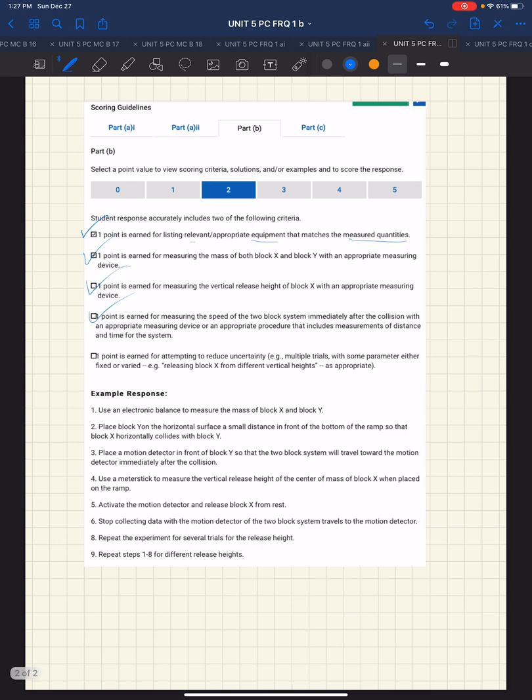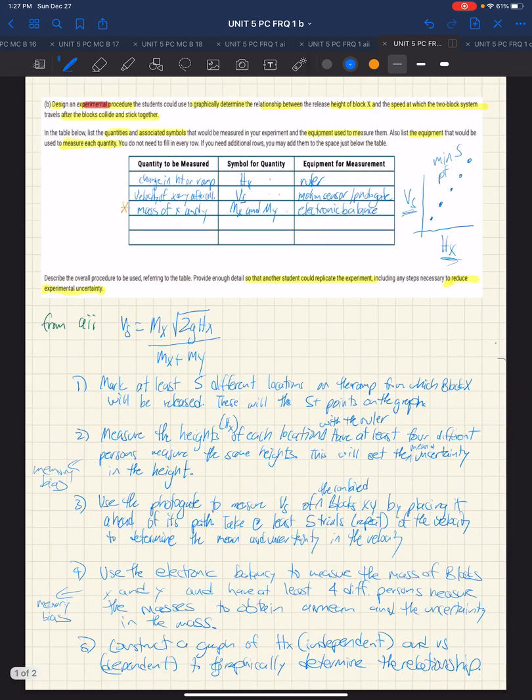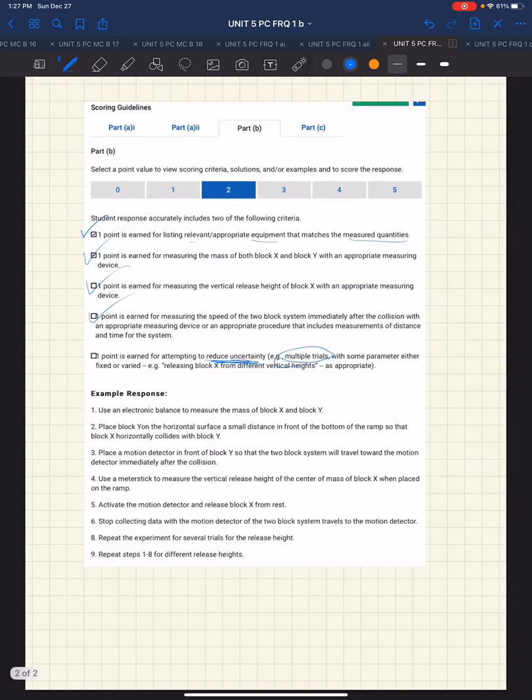Point for attempting to reduce uncertainty. Multiple trials, and that's what we had for each of these. We measured the height 5 times. We measured the velocity 5 times. And so that's what we had with trials. And it says with one of the parameters varied, and that's the 5 data points.